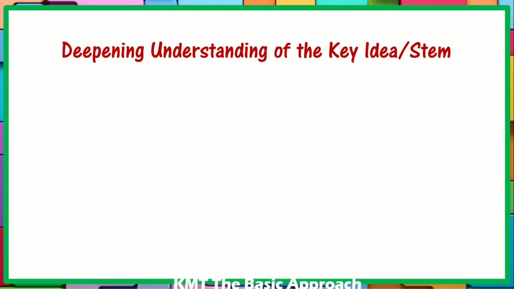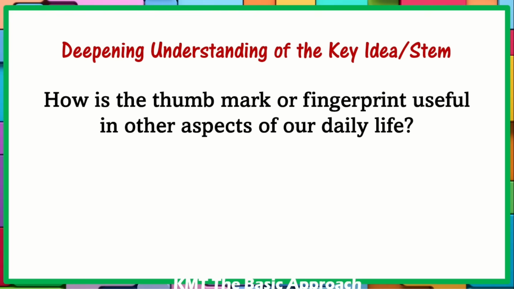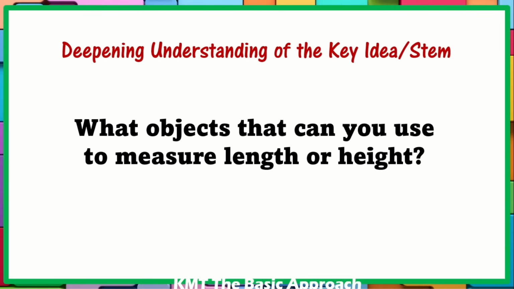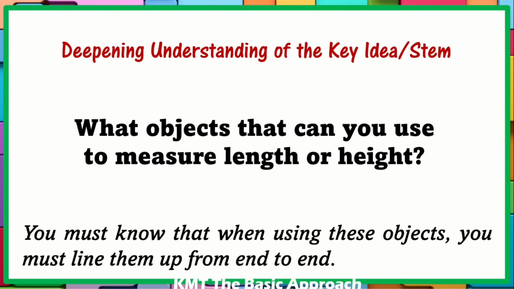Deepening understanding of the key idea. How is the thumb mark or fingerprint useful in other aspects of our daily life? Great! It is useful in forensics, filling up forms, and unlocking smartphones. What objects can you use to measure length or height? You must know that when using these objects, you must line them up from end to end.